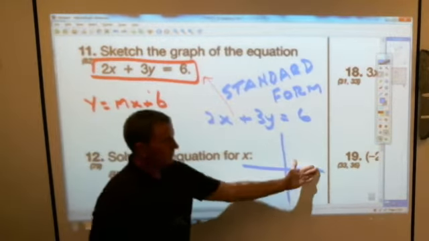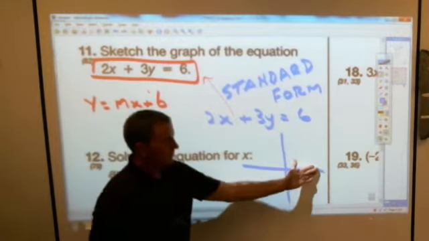Wow, how quickly we forget all this. Avram remembers. So you cover up the 3y, and 2x equals 6, so x equals 3. So here on the x-axis, at 3, you put a big old fat juicy dot.